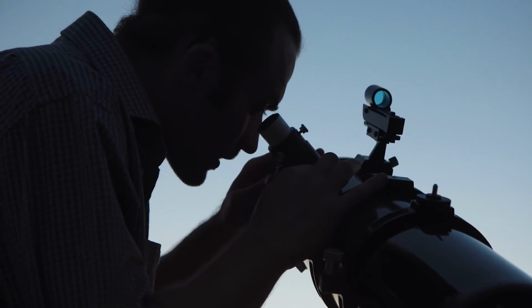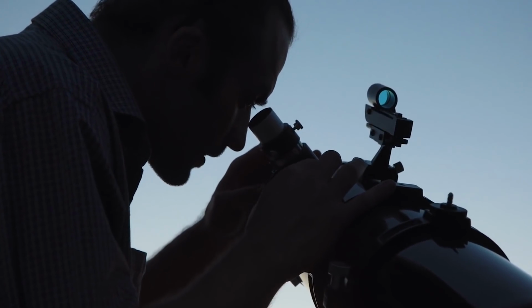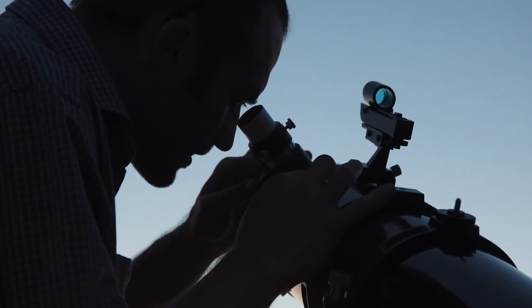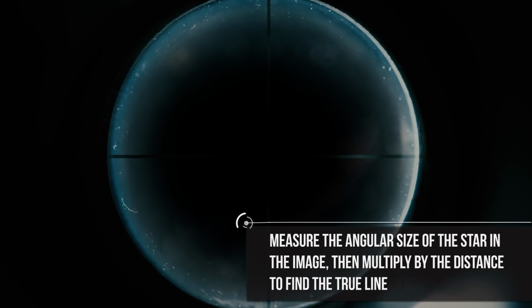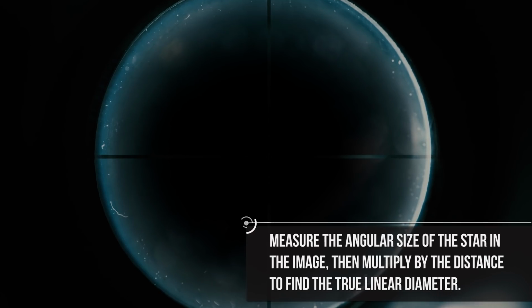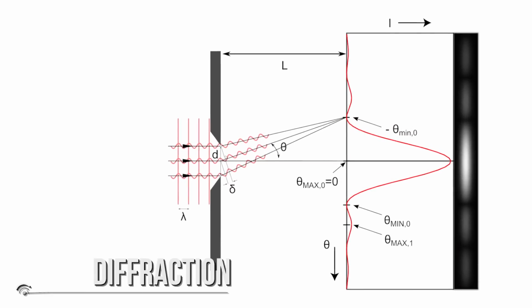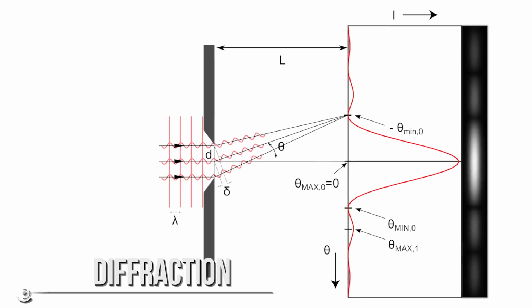If you want to measure the size of a star via the direct imaging method, just point your telescope at it and take a picture. Measure the angular size of the star in the image, then multiply by the distance to find the true linear diameter. What's so hard about that? The problem is a phenomenon called diffraction.